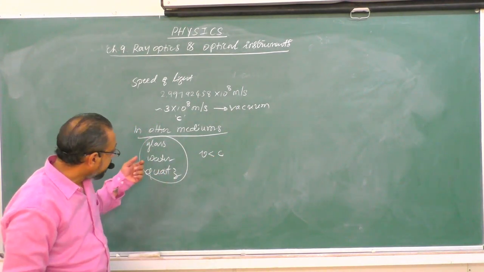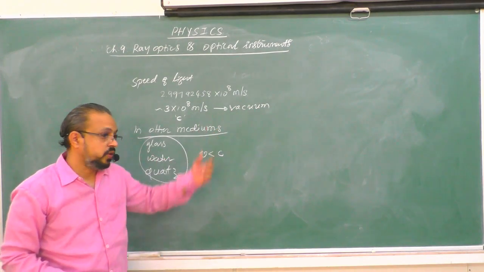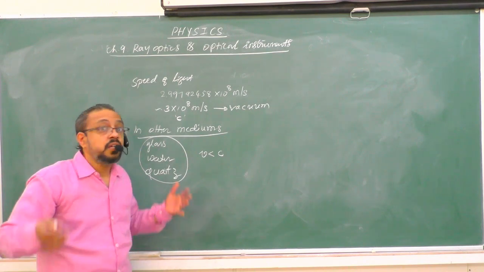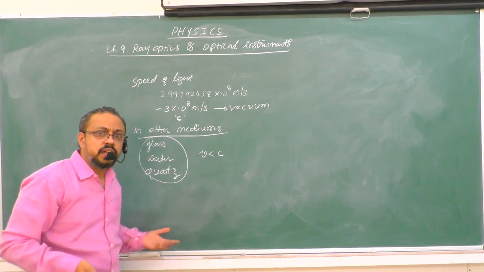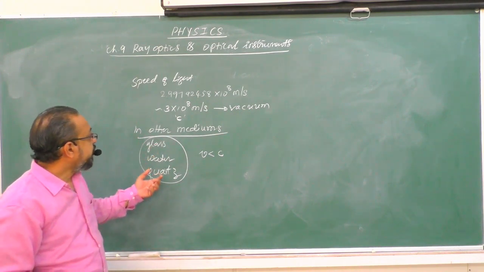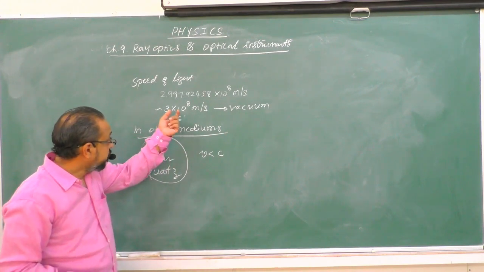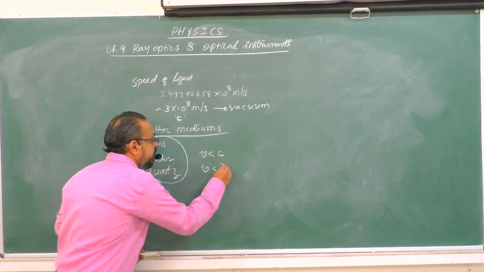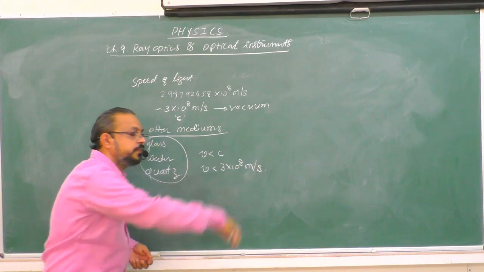That means in glass, water, quartz, and any other optical medium other than vacuum, so can we call vacuum as a medium? That you have to think further. Well, so glass, water, quartz, and some other optical medium like oil, whatever it is, in those media, the speed of light is less than 3 into 10 power 8 meter per second. So v is less than 3 into 10 power 8 meter per second.